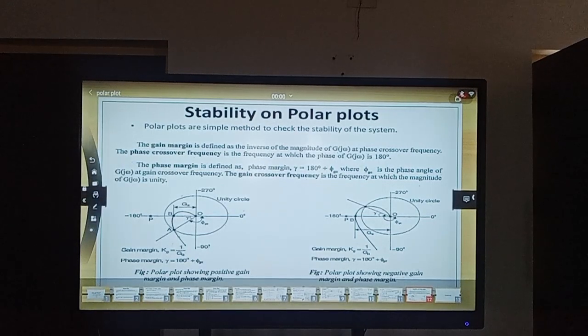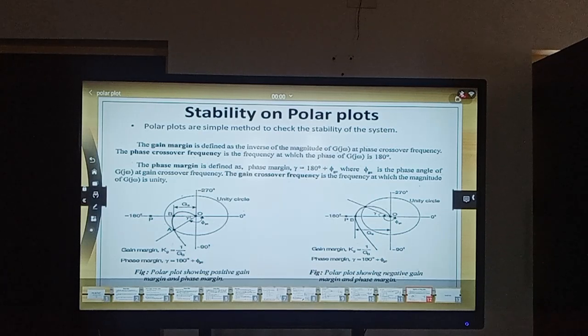In order to calculate the gain margin: the gain margin is the inverse of the magnitude at the phase crossover frequency, where the phase is 180 degrees. The next is the phase margin, which is 180 degrees plus the phase at the gain crossover frequency. The gain crossover frequency is the frequency at which the magnitude is unity. That is how we determine stability using the polar plot.